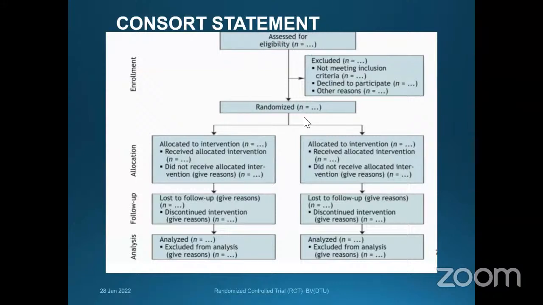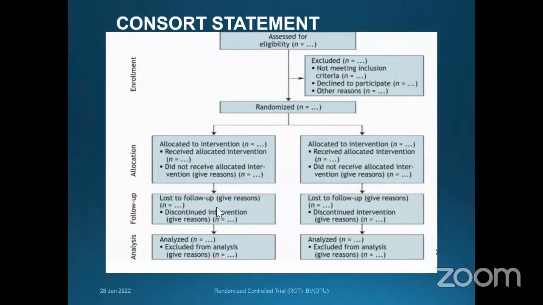You number there. How many are randomized? You have to enter the number. Allocated to intervention, how many? Received allocated intervention, how many? Did not receive, how many? Allocated to intervention, second one. Number and received intervention, did not receive intervention.